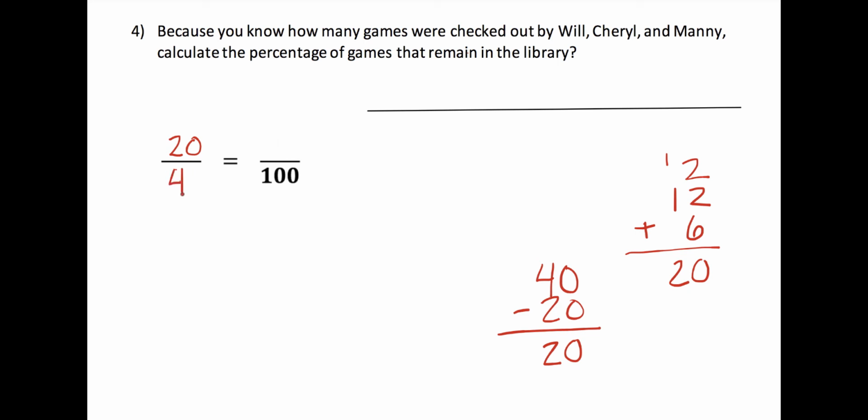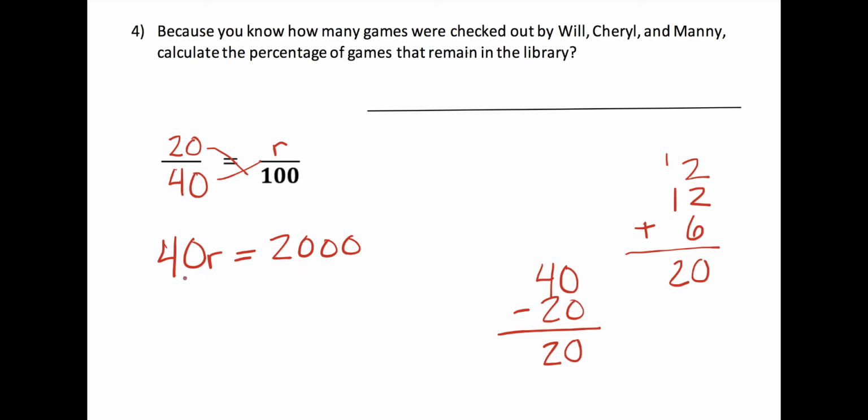So 20 over 40, this is the part, this is the whole, the percent is what I'm looking for. So I'm going to do my butterfly method. 40R is equal to 2,000. Look at that, 20 times 100 is 2,000. 2 times 1 is 2, and then 1, 2, 3 zeros, okay?